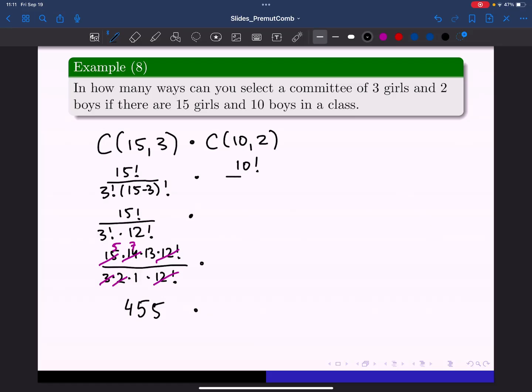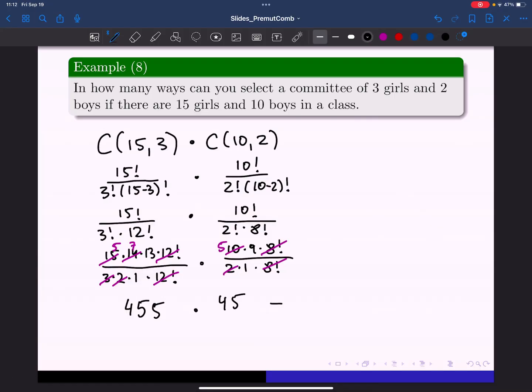10 factorial over 2 factorial times (10 minus 2) factorial. So this is 10 factorial over 2 factorial times 8 factorial. So this is 10 times 9 times 8 factorial over 2 times 1 times 8 factorial. The 8 factorial cancels out. 10 and 2 reduces to 5. So now we have 45. And if we multiply this times what we have, I'm getting 20,475 choices.